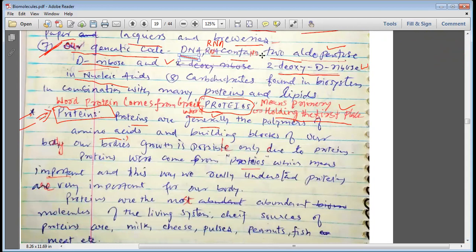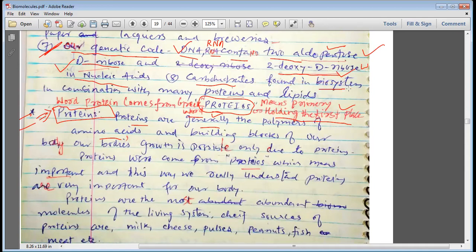Same way, my dear students, the genetic code, that is in the form of either DNA or RNA. These genetic codes, which are DNA or RNA, contain 2-aldopentose. That means they even contain sugar, which is a carbohydrate. The name of the sugar is D-ribose, which is in the RNA, and 2-deoxy-D-ribose, which is present in the DNA, and this is how carbohydrates are very important for the preparation of DNA and RNA.